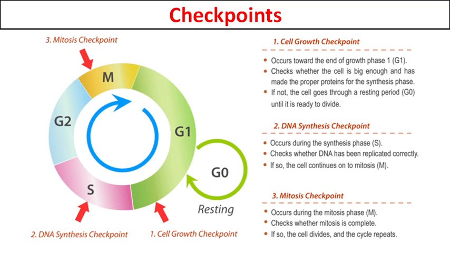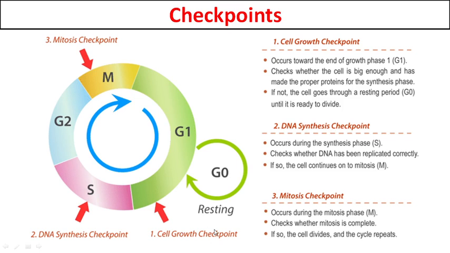Checkpoints are, you must have seen where the police stand and they check all the vehicles and make sure everything is all right before the vehicle is allowed to continue its journey. Right? Same thing happens here. There is a checkpoint in G1 phase, the G1/S phase. This is called the cell growth checkpoint.